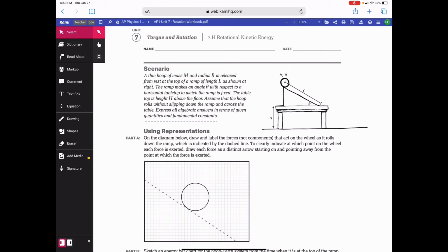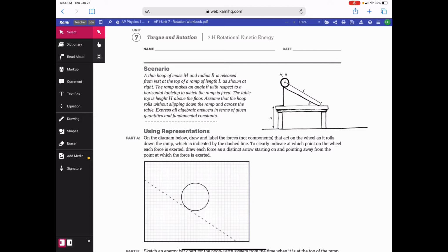AP Physics 1 Workbook, Unit 7, Torque and Rotation. Activity H, Rotational Kinetic Energy. Remember to pause or rewind the video as necessary. Read the scenario with me, please. A thin hoop of mass m and radius r is released from rest at the top of a ramp of length L, as shown to the right. The ramp makes an angle theta with respect to the horizontal table, which is fixed. The table is height h above the floor. Assume the hoop rolls without slipping down the ramp and across the table. Express all algebraic answers in terms of the quantities that are given and the fundamental constants.